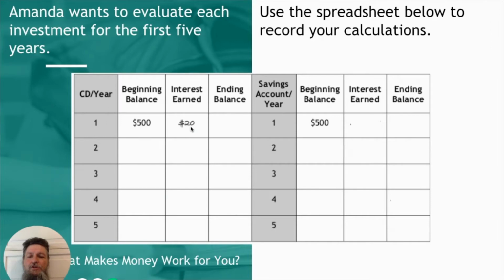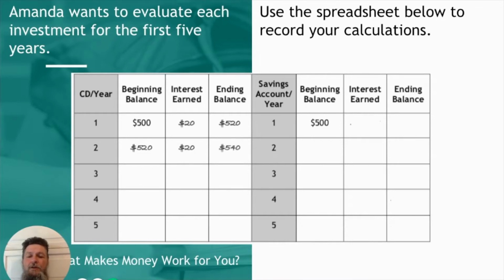In the first year, she earns $20. 4% of $500 is $20. So at the end of the year, she has $520. She has $520, but she still only earns $20 because she earns 4% of the $500 she originally invested.